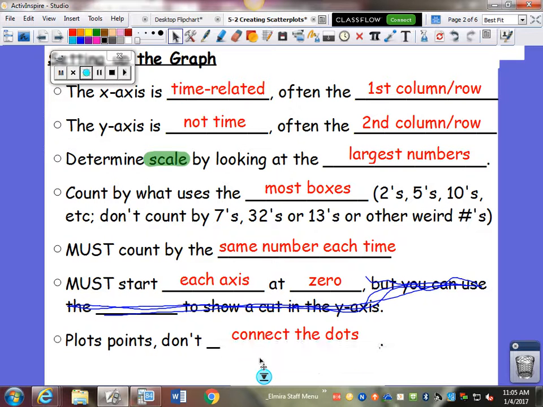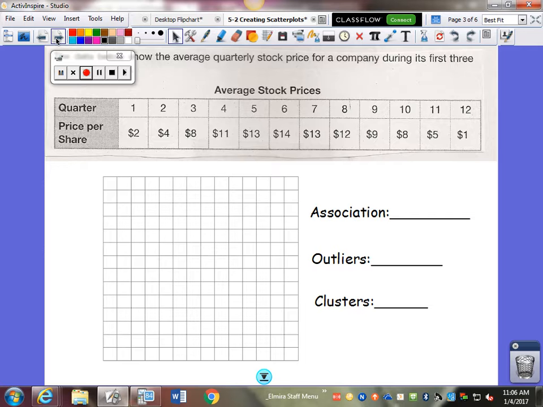We're going to plot points, but we're not going to connect the dots. We don't connect the dots in a scatter plot. Okay? So if we were graphing this data, all right, in financial situations, financial institutions tend to measure time in quarters. That means a quarter of a year, 1/4 of a year. So 12 divided by 4 would be 3. All right? So that's a unit of time. That's going to be my x-axis. So all of these values are going to get plotted along my x-axis.